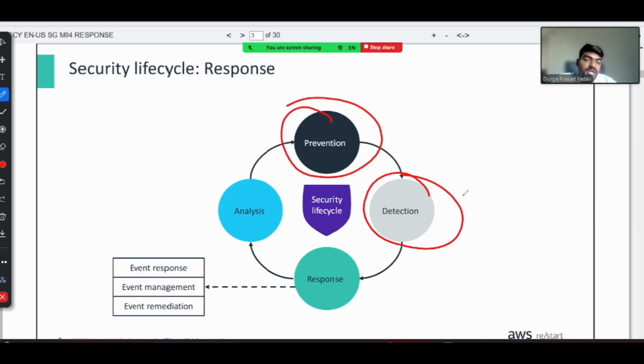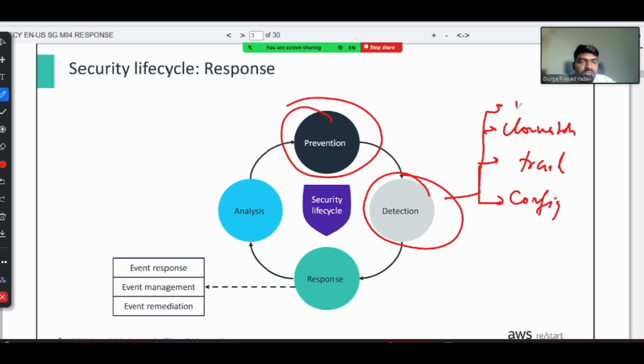Now, in detection, you have learned a few tools of AWS. Let's say you learned Config, you learned AWS CloudTrail, you have seen CloudWatch, you have seen Inspector. So these cloud tools we have also seen under detection.